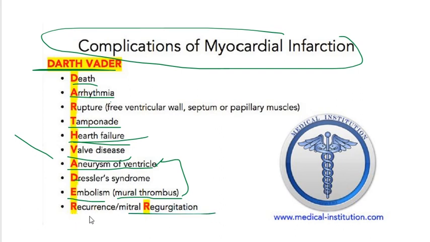Mitral regurgitation we've covered. Recurrence, obviously, it might just happen again. And Dressler syndrome is a post-myocardial infarction pericarditis. It is a pericarditis, like an inflammation of the sac of the heart after myocardial infarction. For whatever pathophysiological reason it happens, it happens. These are the complications of myocardial infarction.